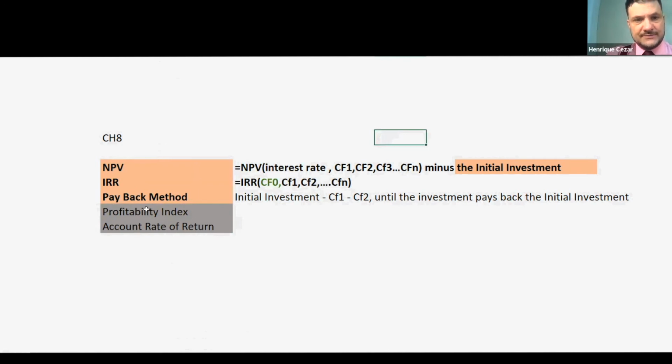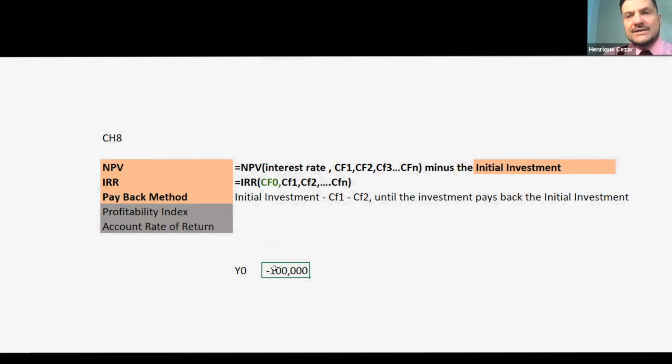So, chapter 8. Let me give a very, very simple example. Let's say on year 0, the year of the investment, you have to invest, let's say, $100,000. Now, $100,000 is negative. That's one thing here for the student asking the question.